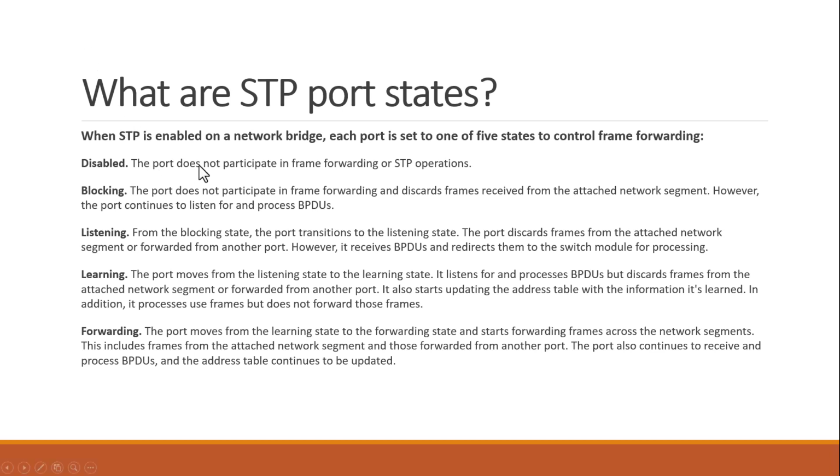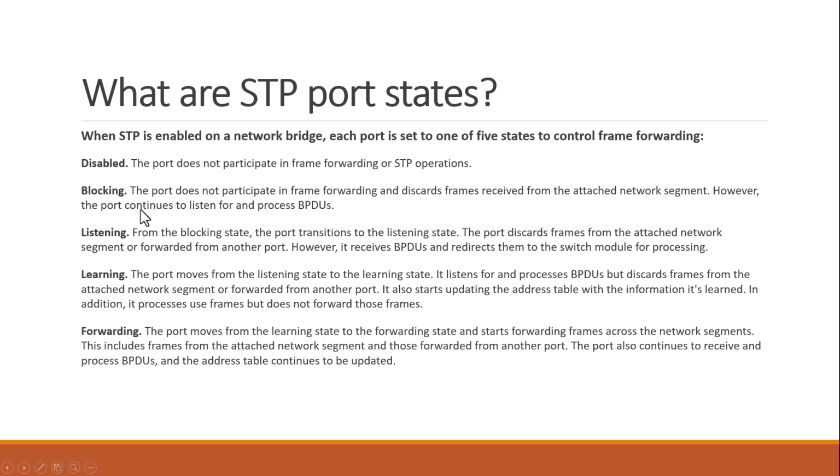To make a loop-free path for the traffic inside the network, the spanning tree changes the ports to different states. The first one is disabled. A disabled port is not participating in the spanning tree, and it doesn't forward any traffic. Then we can go to the blocking port.